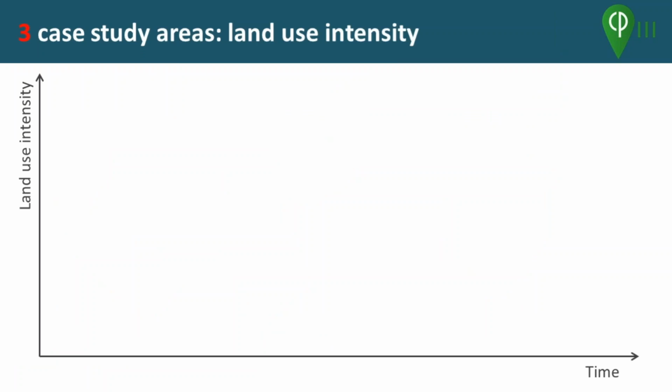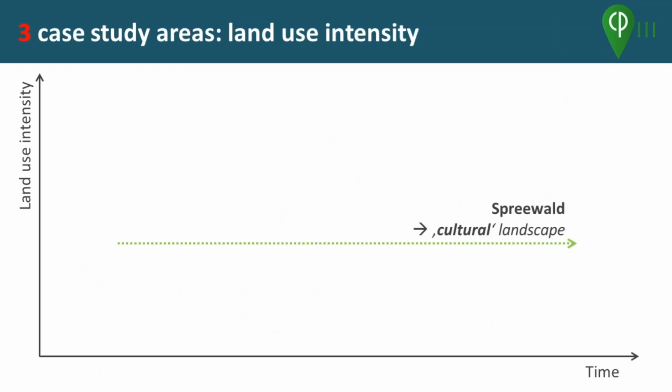And what makes the different regions different from each other is land use intensity, or the challenge related to land use intensity. In the Spreewald region, the challenge is to really keep everything as it is in terms of land use and preserve all the valuable landscape components that are part of the landscape right now, and which are partly in traditional management. So they really want to keep the current level of land use intensity.